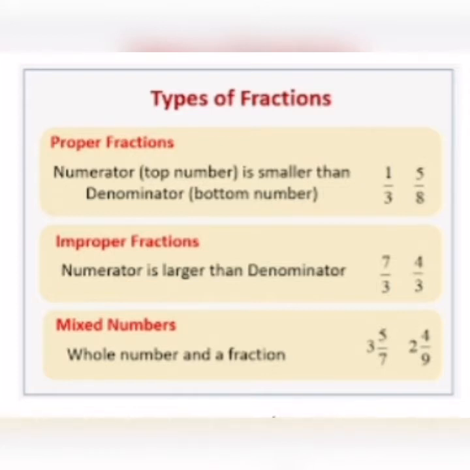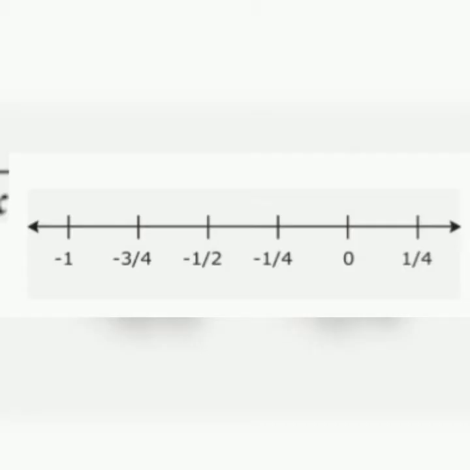Mixed fractions have an integral part and a proper fractional part. Integral part and proper fractional part. What is negative fraction? Negative fractions lie to the left of 0 on the number line. For example, minus 7 by 10, minus 1 by 2, etc.